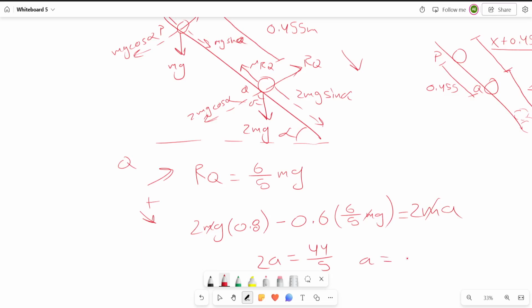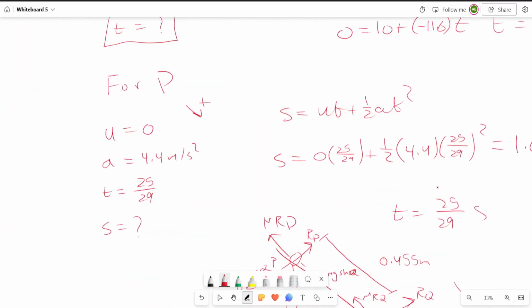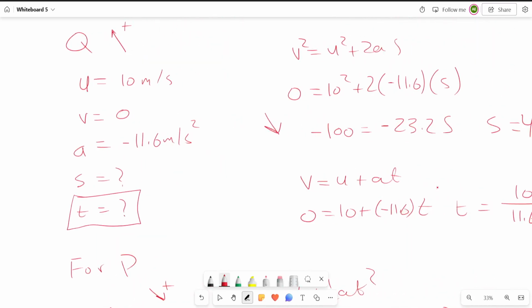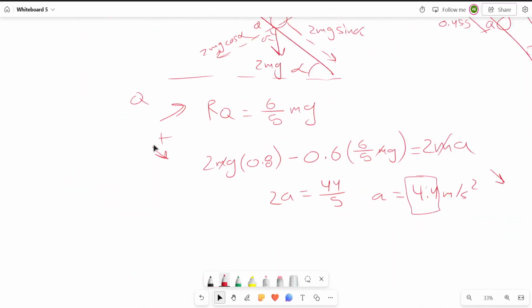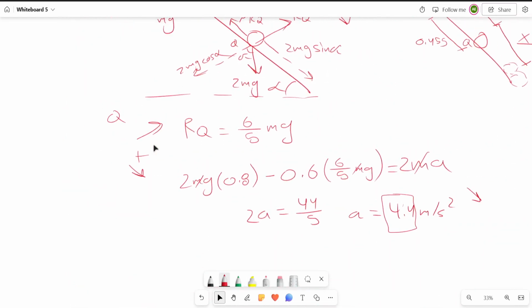So a is basically that divided by 2, which is going to be 4.4 meters per second squared in this direction. This is my new acceleration after the frictional force shifted. And I can see that when the frictional force is now acting opposite to my acceleration, the magnitude will decrease, because it was higher in the first acceleration that we got for Q. We got it as 11.6. So that's just something for you to think about.